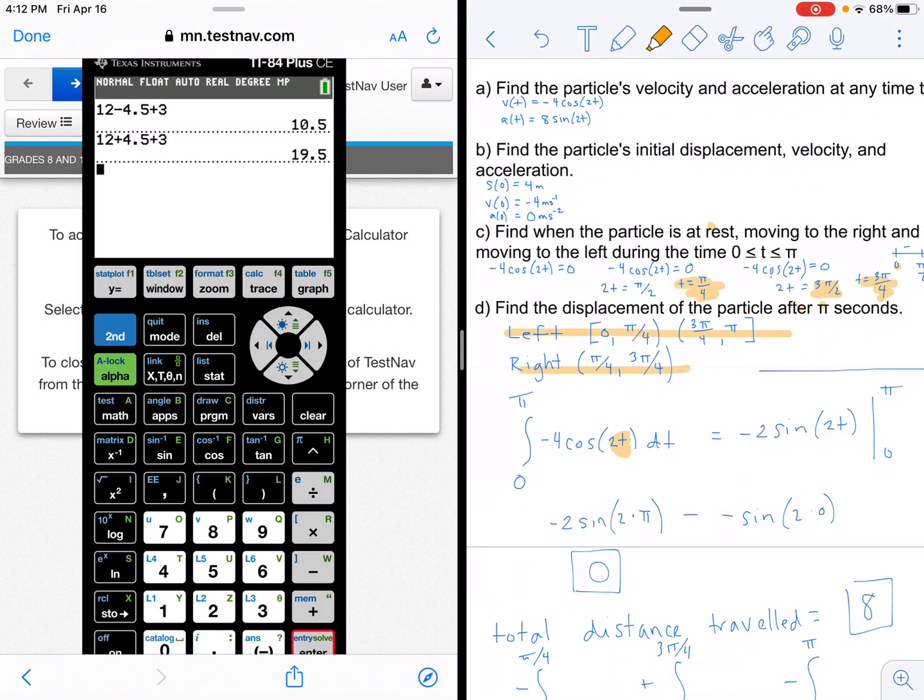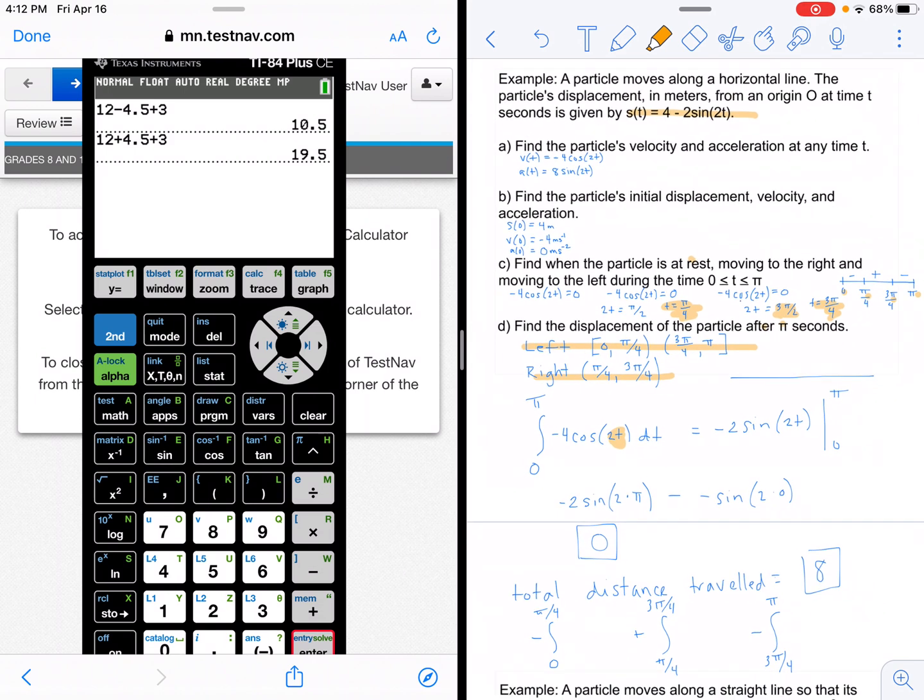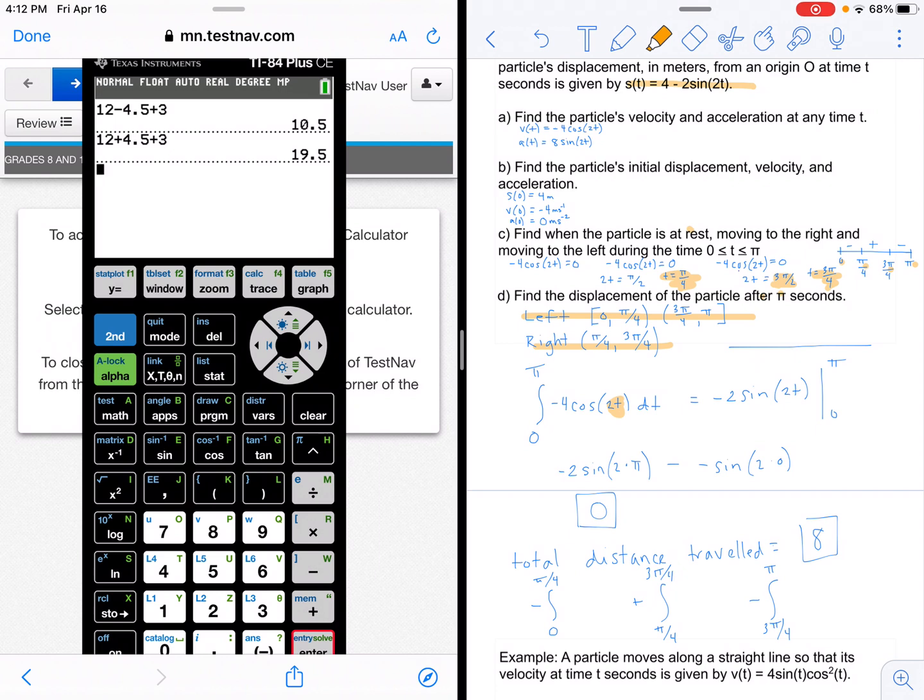Now this is going to be different than the total distance traveled. The total distance traveled, I would need to break it up into 3 different integrals. If it's moving to the left, I need to make it negative, so it changes the sign. When I do that, I got 8.